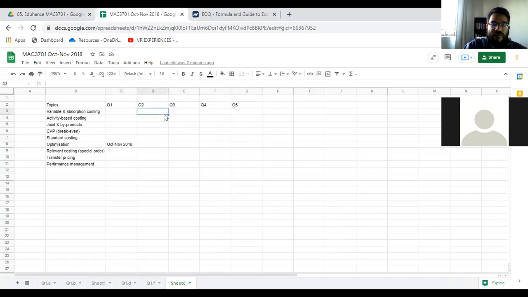So do this. I did this for the MAC3702 guys as well. So you will see this in the MAC3702 sheet as well, if you go into Google Sheets. And then plug in. So before you select, you either complete this whole thing now already, or you do it the day before. And then you say, okay, later on I'm going to do absorption costing. It is in June 2020. Okay, now you know in June 2020, you're going to do that question.